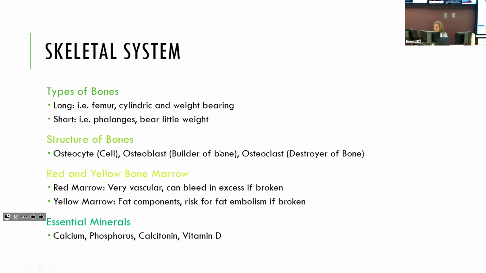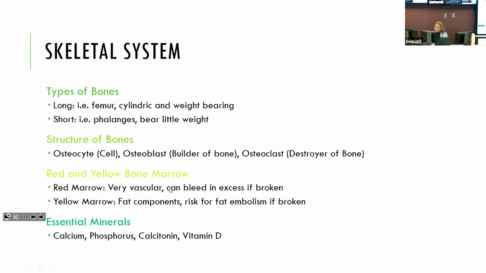So the structures of the bones, you have the osteocyte in the middle, and then you have the osteoblast, the builder of bone, and then the osteoclast, the destroyer of the bone. So the red marrow is very vascular and can bleed in excess if broken. The red marrow, we produce red blood cells. The yellow marrow is the fat component, and there's a risk for fat embolism if those bones are broken. And we'll talk more about that later on.